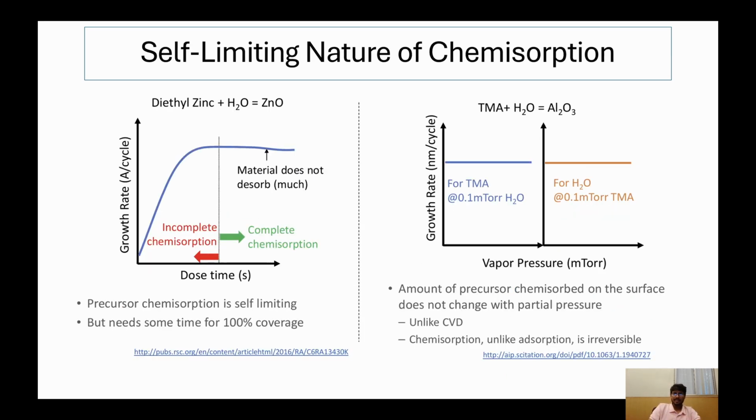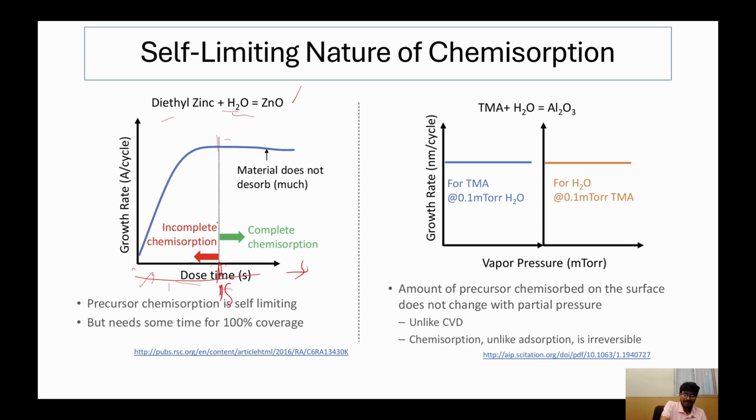Okay, self-limiting nature of the chemisorption. So let us say you have diethyl zinc plus H2O forming zinc oxide. In this case you have given a dose time, and if the dose time is, let us say, 1 second, that is the kind of perfect growth.